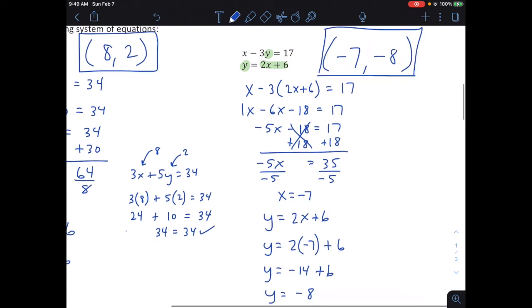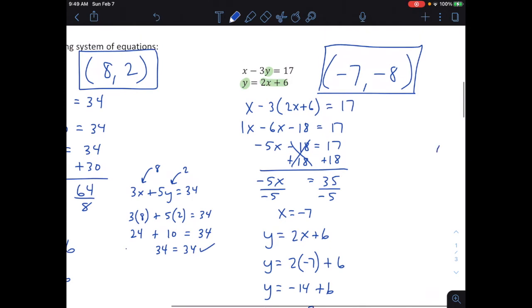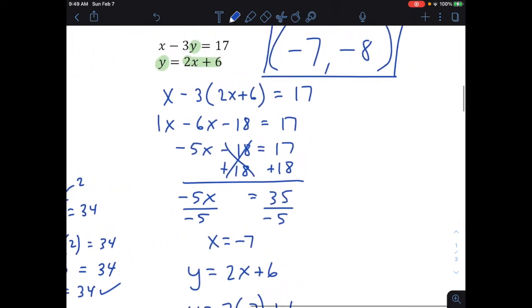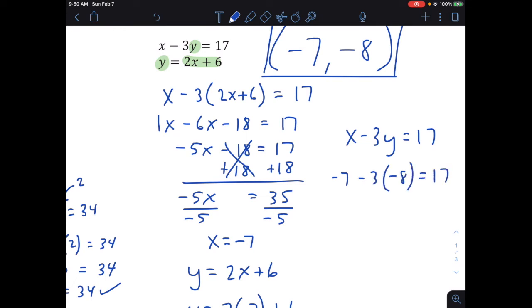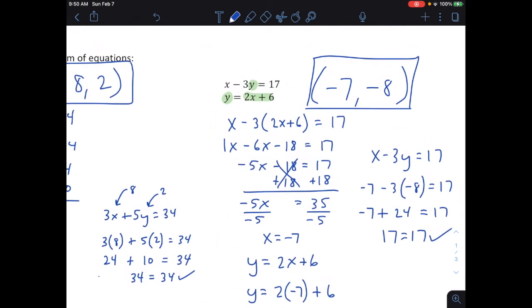And how confident are we? Well, I don't know. Let's check it out. Let's just check the second one. So we have negative 7 minus 3 times negative 8 equals 17. Oh my goodness, lots of negatives. Okay, so the second two are both negatives, so that's going to turn into a positive 24. And then negative 7 plus 24 is 17. So that one worked. All right, so we can be pretty confident in our answer there.